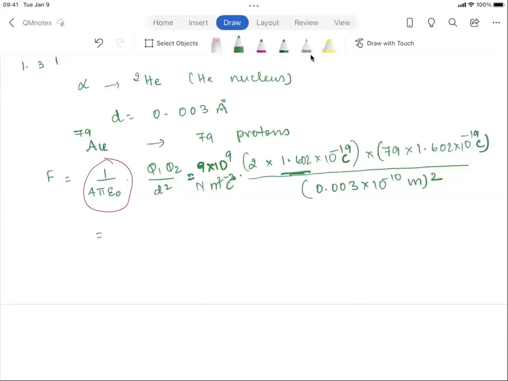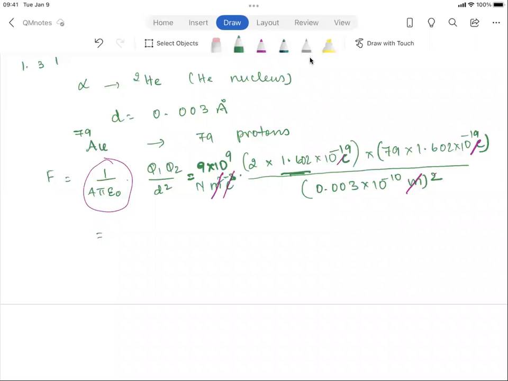Now if we were to cancel out the units, the meter squared from here and the meter squared get canceled. We have coulomb, and coulomb to the power negative 2, that gets canceled. So we end up with newtons, which is the right unit. And now we need to compute the values.